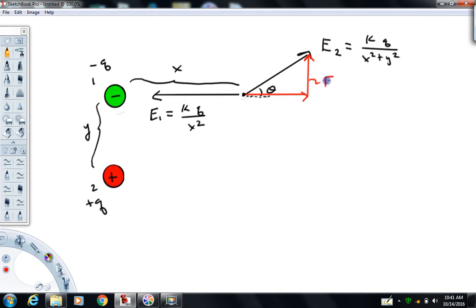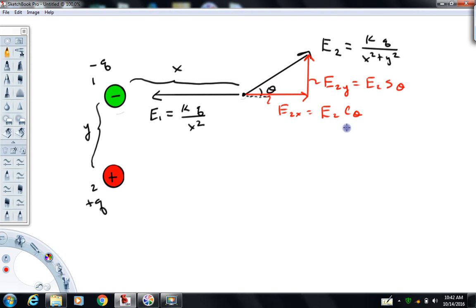So E2y, you'll notice, is opposite theta. So it's going to equal E2 times the sine of the angle theta. I'm just going to put that sine theta there. E2x here is adjacent to theta, so it's going to equal E2 cosine theta. And again, I'll deal with my sines and cosines in a minute.